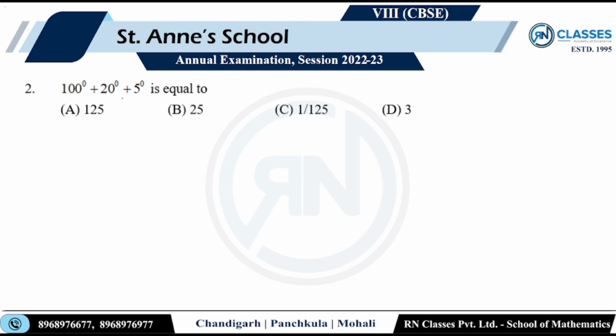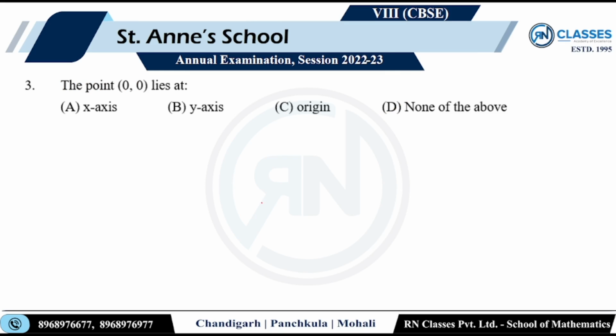100 raised to power 0, 20 raised to power 0, 5 raised to power 0. 100 raised to power 0 is 1, this is also 1, this is also 1, and we have to add them all. What will the answer be? 3. D again. Next. 0.00 lies at, where does it lie? It is the origin, guys. 3 questions, it took only 3 seconds.